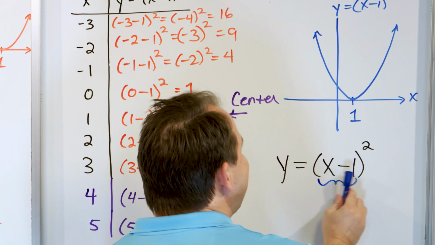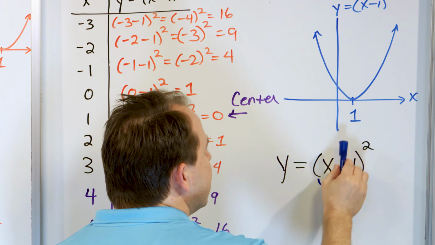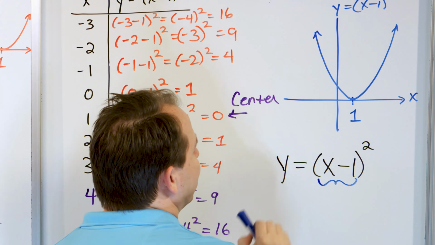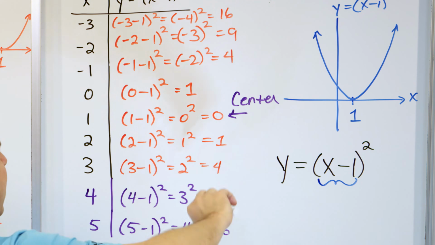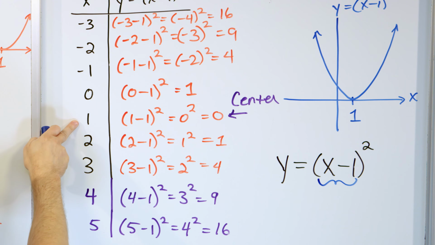You see, that happens for every single point, right? So if I put a 1 in here, which is this point right here, a 1 minus 1, 0, square it, that's the very bottom of the parabola. And it happens for every other point here. So that's why the center of the parabola is now at this point when x is equal to 1.